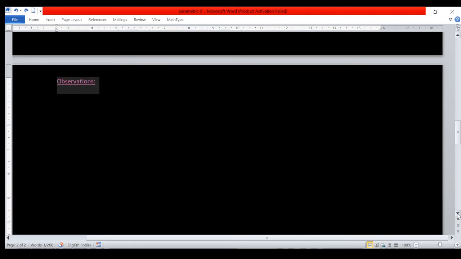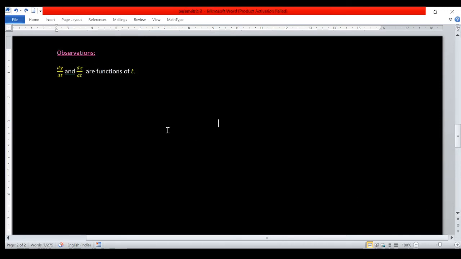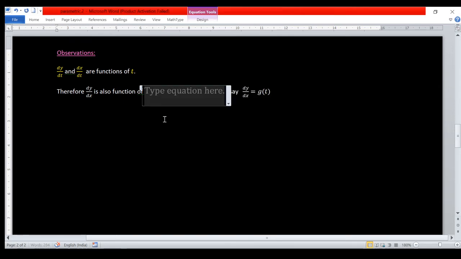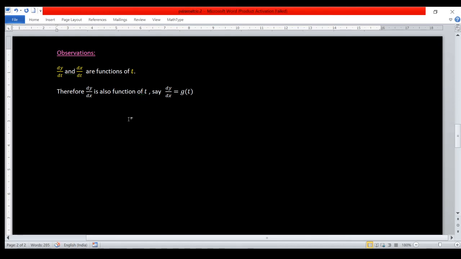dy/dt and dx/dt are also functions of t. x and y are functions of t, their respective derivatives are also functions of t, and therefore the quotient is also a function of t, because dy/dt divided by dx/dt gives dy/dx. That's why this is also a function of t. So we can say, suppose dy/dx is equal to g(t). Function of t means it is characterized through a function g(t). Just assume that dy/dx is, in parametric form, some function in terms of t, called g(t) here.